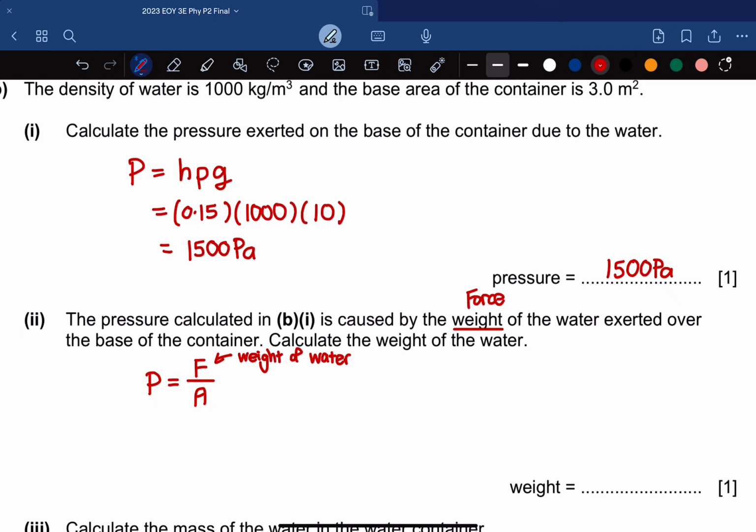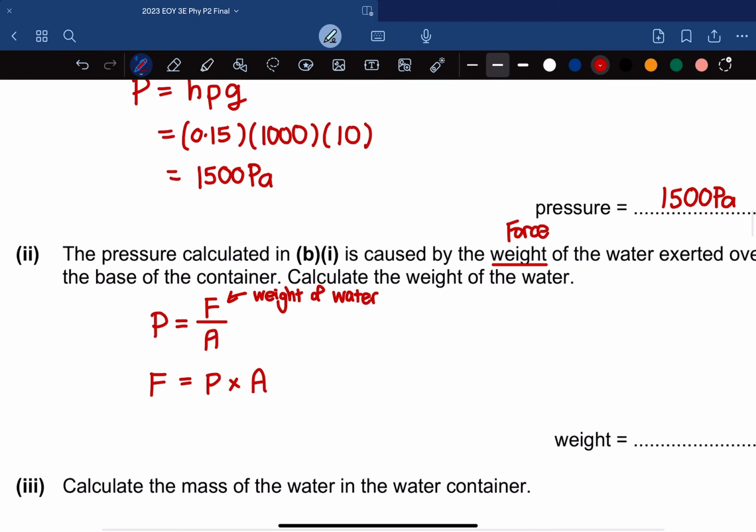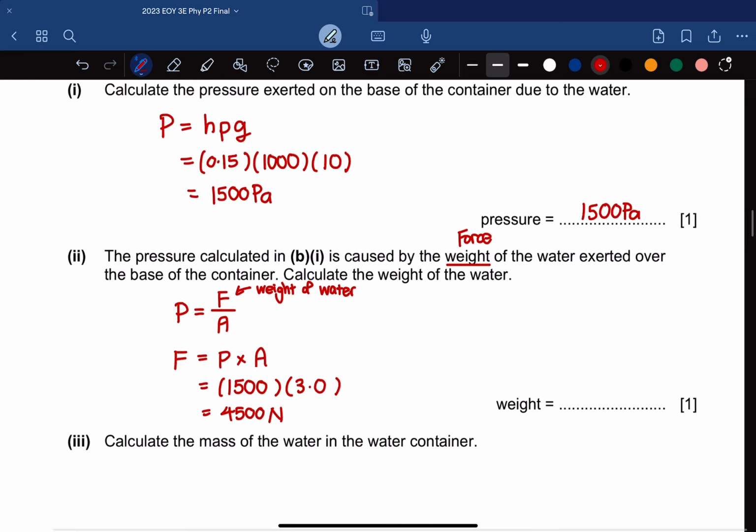So therefore, the force is simply pressure due to the water multiplied by the base area of the container. And from there, I can easily calculate that this would be 1500 Pascal times the base area of the container, which is 3.0 meters square. And from here, I should be able to get the value of 4500 newtons.